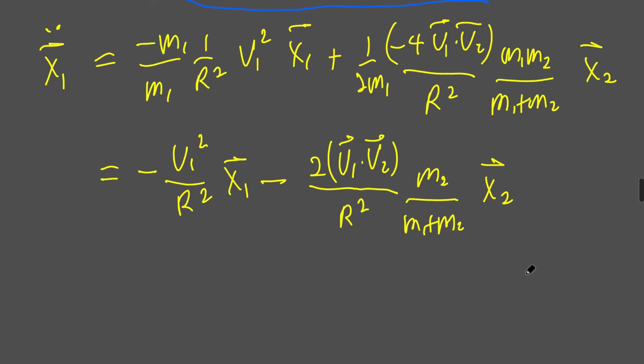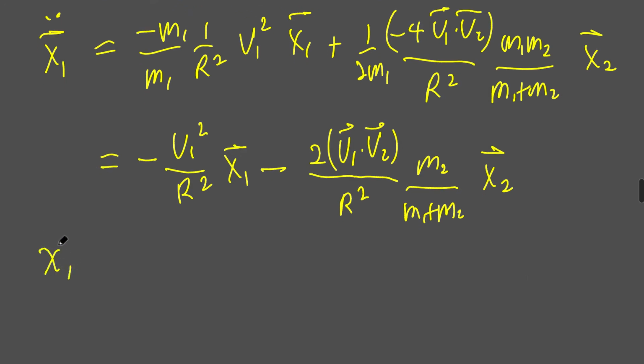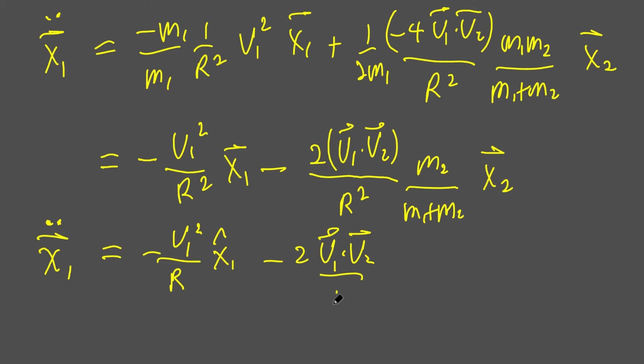Now I'd like to rewrite this in another way using the notation hat for unit vectors. So x1 vector has magnitude capital R, and it's in what I'll call the x1 hat direction. So this is equal to minus v1 squared over capital R times x1 hat. And here we have minus v1 dot v2 over R times m2 over m1 plus m2 times x2 hat.